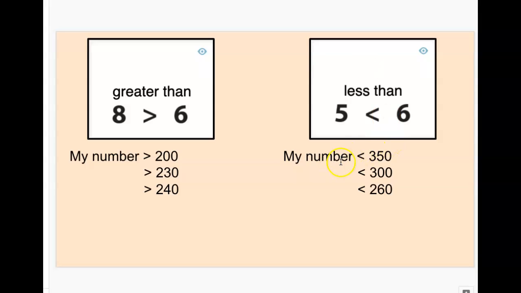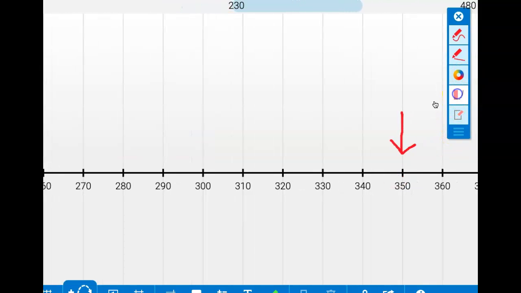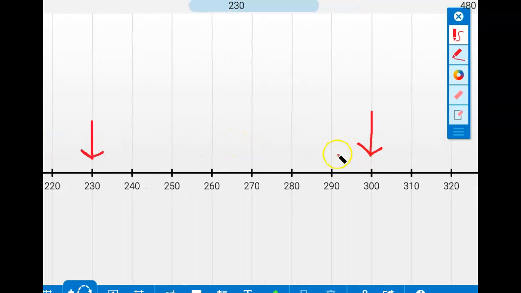I also know that my number is less than 300. So let's look at where our other arrow was. Oh my goodness, this really narrows it down because now I know that my number is between 300 and 230. That's a much smaller amount of space than before. Do you think you could guess my number yet? Not quite yet. We have too many choices. We need a few more clues.